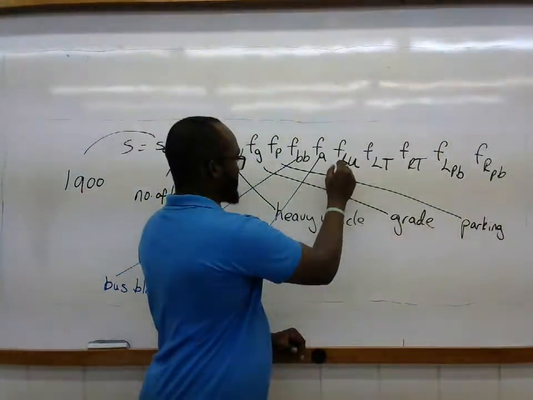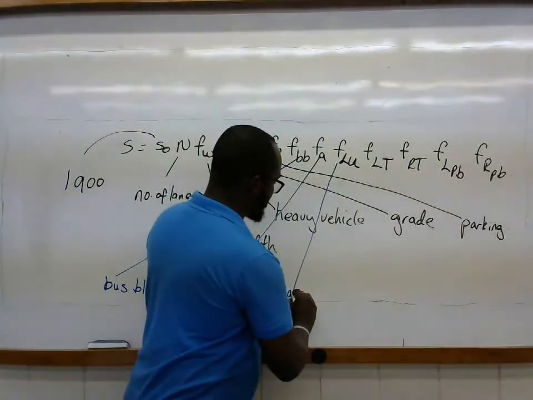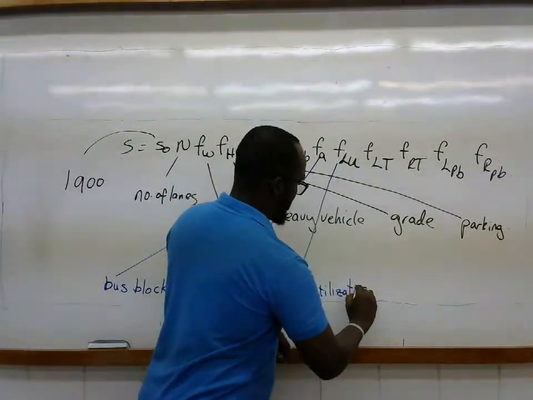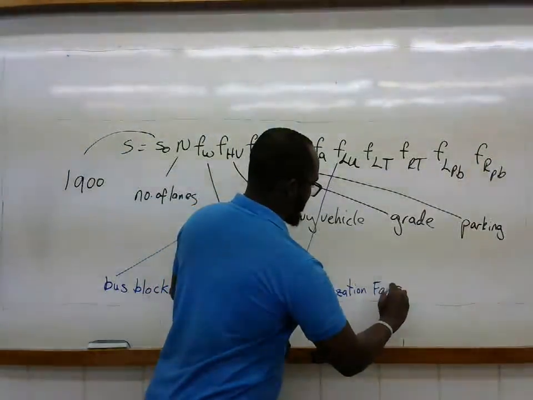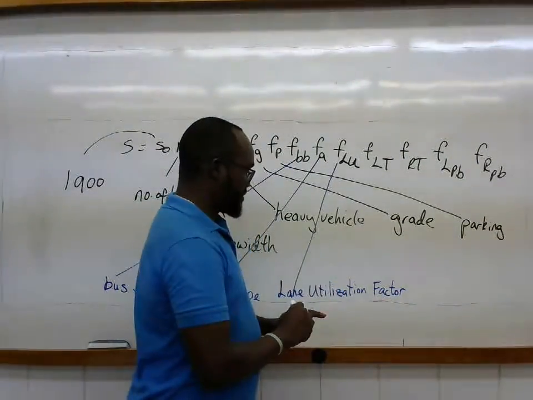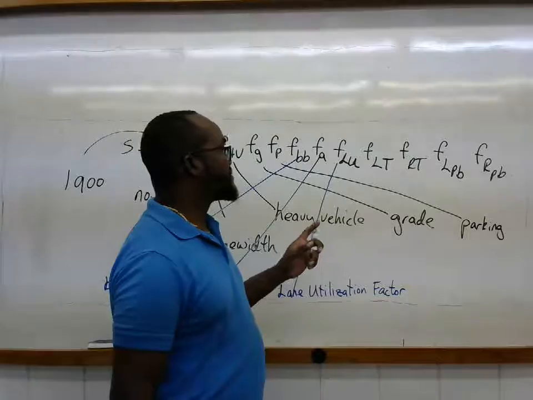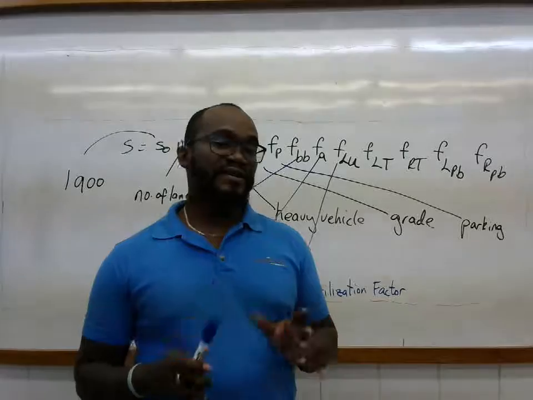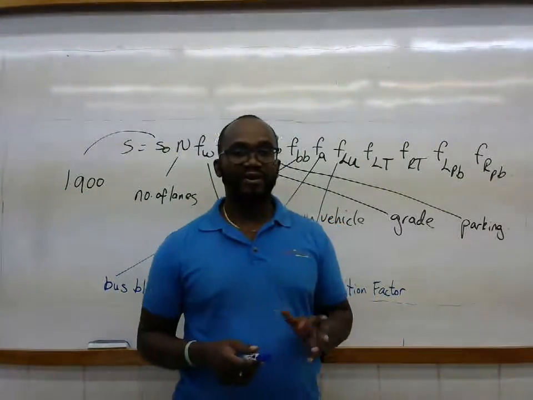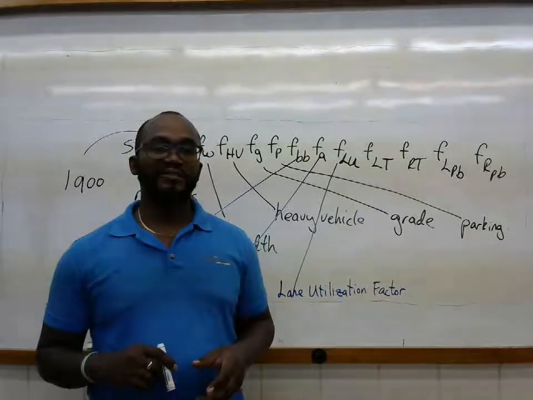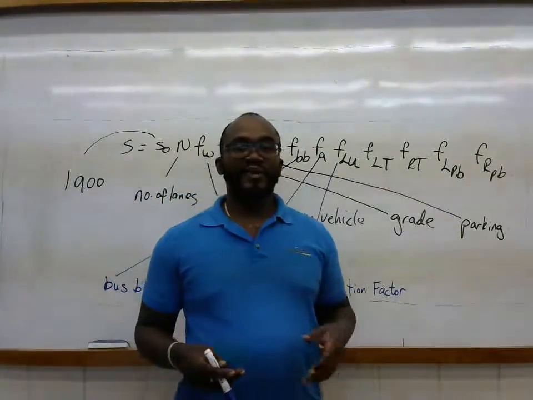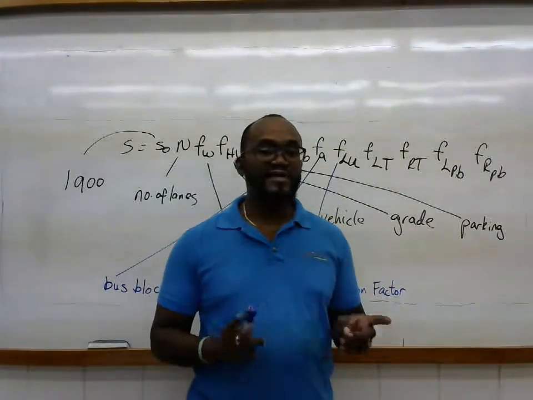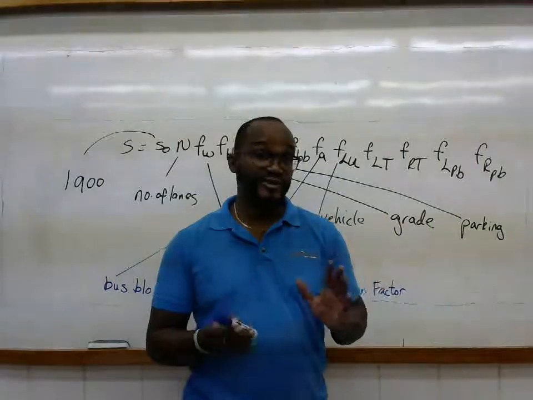FLU, it's called the lane utilization factor. In studies where we analyze multiple lanes, what we find is that drivers will not necessarily use the lanes 50-50. On a two-lane roadway, for example, intuitively one may assume that 50% of vehicles may use the left lane, 50% of vehicles may use the right lane. It's not necessarily so. Sometimes there's a skewing in one direction.